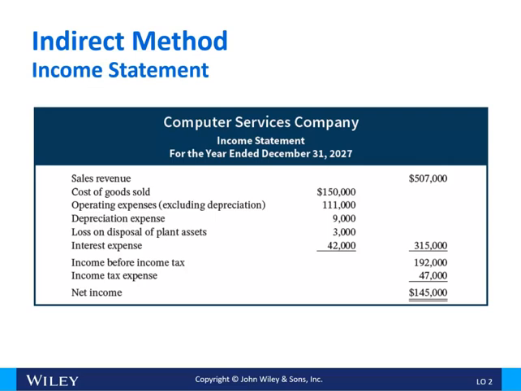Here is the income statement for that same year, for the year ended December 31st, 2027. We have our sales revenue, cost of goods sold, and operating expenses. They broke out depreciation, so we have that separately. That'll be important as we go through this. We have a loss on disposal of plant assets, so we'll talk about how that gets handled on the cash flow statement as well. And then our income before income tax expense, and net income.